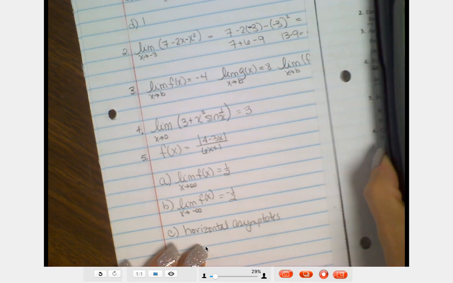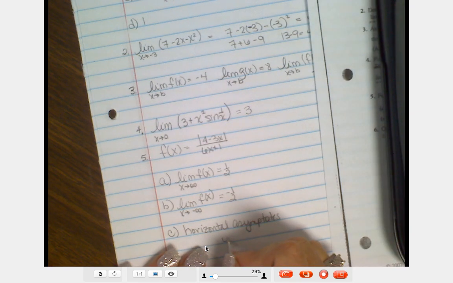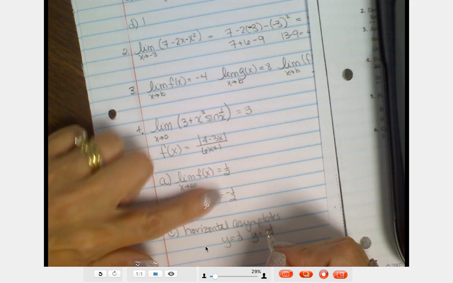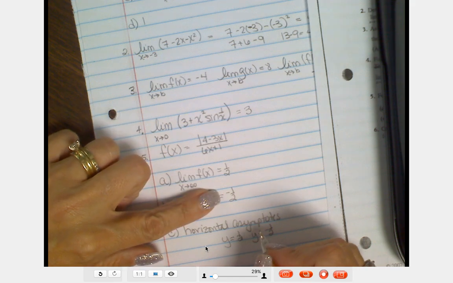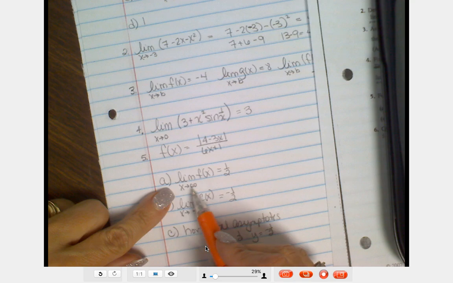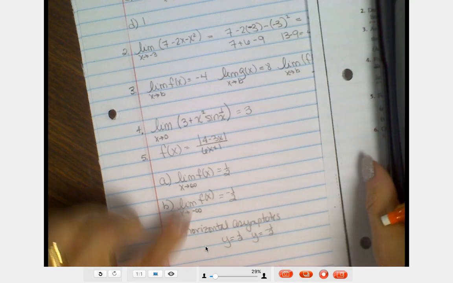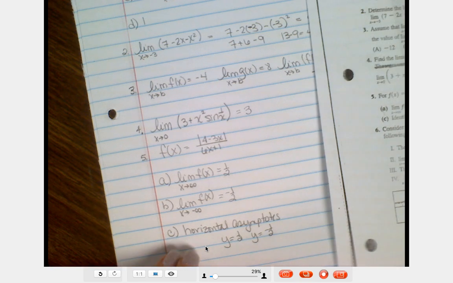Now, as far as horizontal asymptotes go, they're just y equals 1/2 and y equals negative 1/2 from these limits right here. Because remember, anytime when x approaches positive infinity, if there's a limit there, those are the horizontal asymptotes, or if it goes to negative infinity.